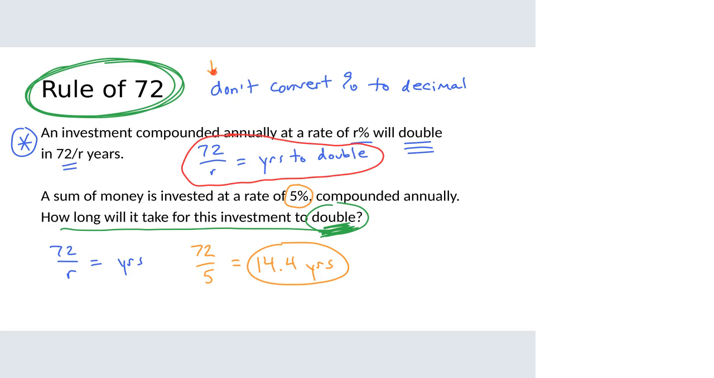The calculation is very simple. The main thing is to make sure you recognize it's a rule of 72 question because it said how long will it take to double, and then don't convert the percent to a decimal.